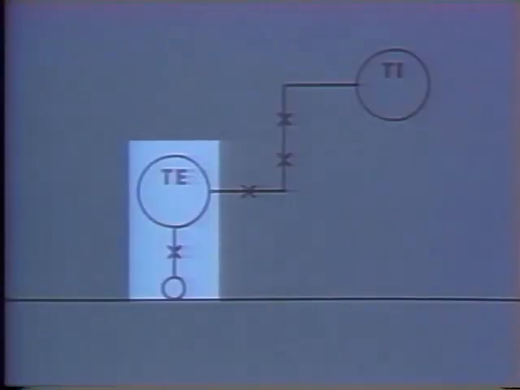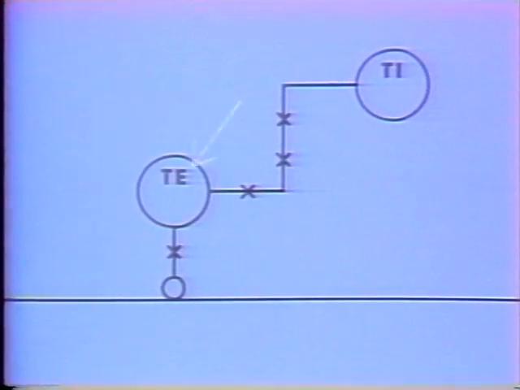Here is the sensor symbol for a filled thermal system used to sense the temperature of steam. The TE in this circle indicates a temperature element, and the TI in the second circle identifies a local temperature indicator. The line connecting the local indicator to the sensing element is capillary tubing, which is shown by a solid line with small X's on it.